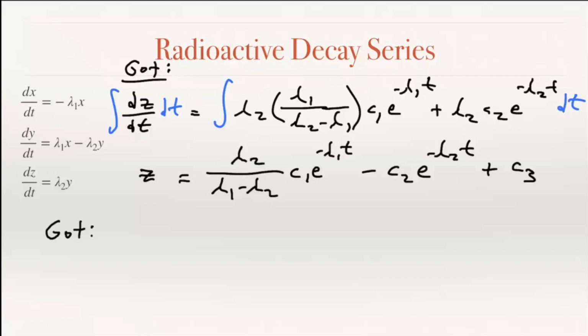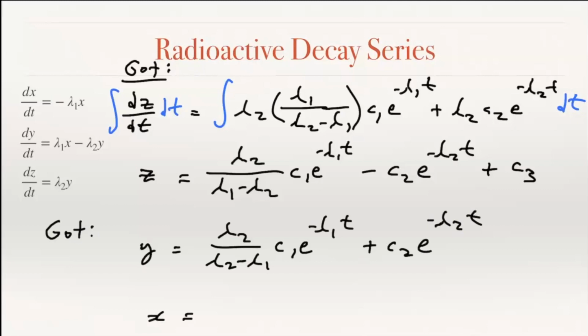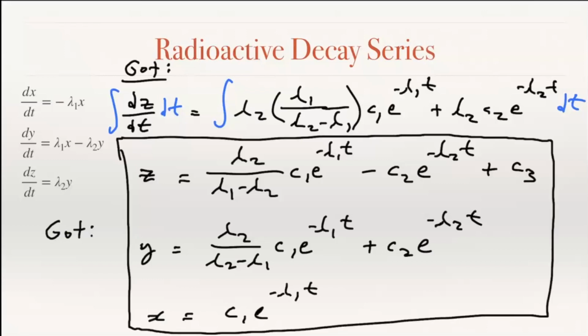And now we have solved for all three functions, x, y, and z. Remember that we also got earlier that y was this. And then the first thing that we got was that x was this. So that is our general solution to this system of differential equations modeling this radioactive decay sequence. And then in practice, we could solve for the arbitrary constants from initial conditions like the initial amount of x, y, and z. And we could solve for lambda 1 and lambda 2 in the same way we solve for the proportionality constant with, for example, a cooling down cup of hot coffee.